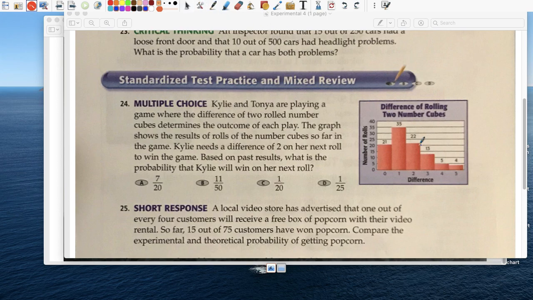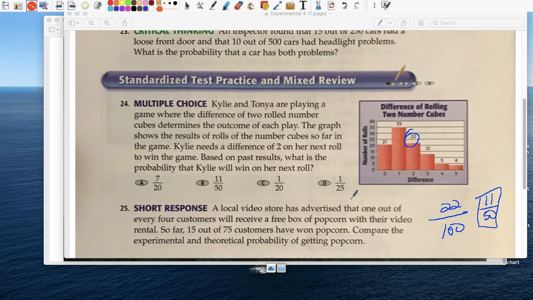Well, let's see how many times they rolled so far. Let's add it up: 21 plus 35 plus 22 plus 13 plus 5 plus 4 equals 100 times, and a difference of 2 came out 22 times. So it was 22 over 100. If we simplify that, divide top and bottom by 2, we get 11 over 50. Our multiple choice is in fraction format, so I'm going to leave it in fraction format.